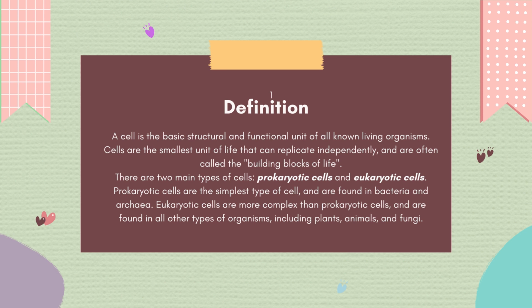There are two main types of cells, prokaryotic cells and eukaryotic cells. Prokaryotic cells are the simplest type of cell, and are found in bacteria and archaea. Eukaryotic cells are more complex than prokaryotic cells, and are found in all other types of organisms, including plants and animals.